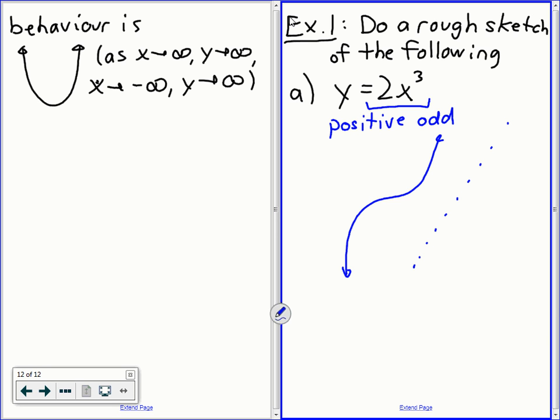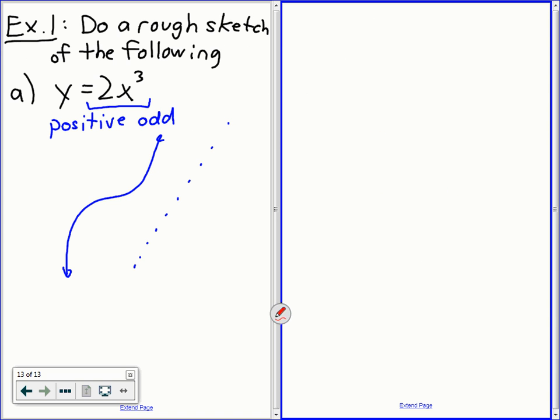Next. Are you ready? Is this a positive or a negative function? What's the lead coefficient? Positive or negative? Is it going to be odd or even? Is it odd or even? For the powers, so even. This right here tells you that it's even, right?